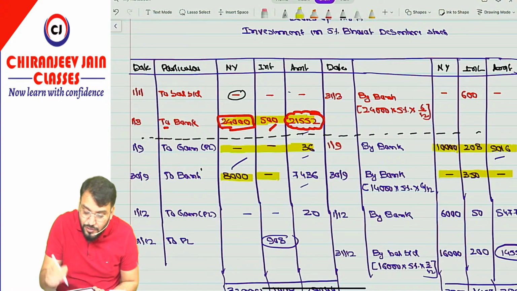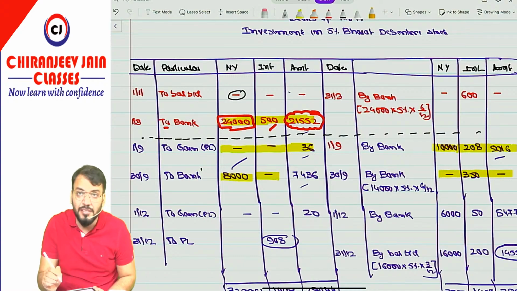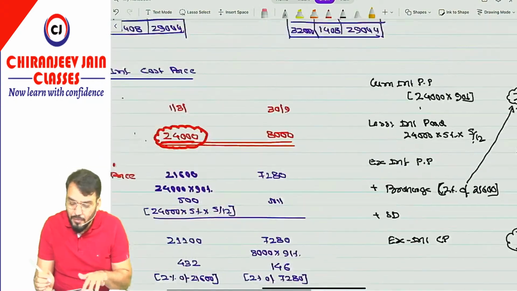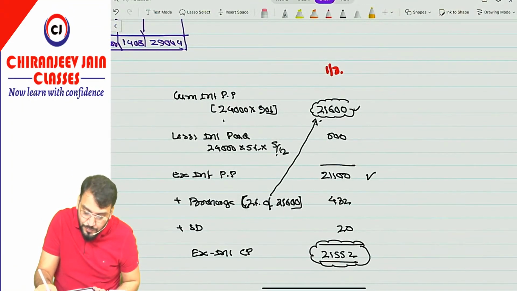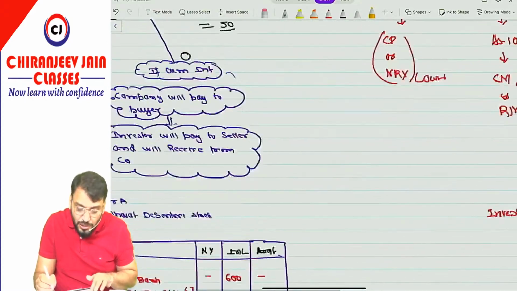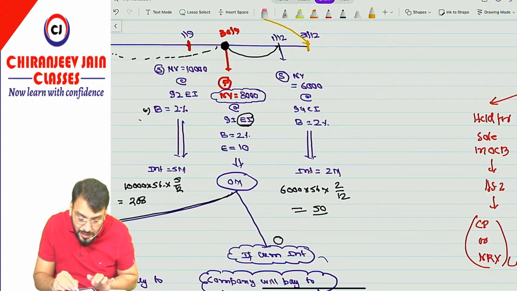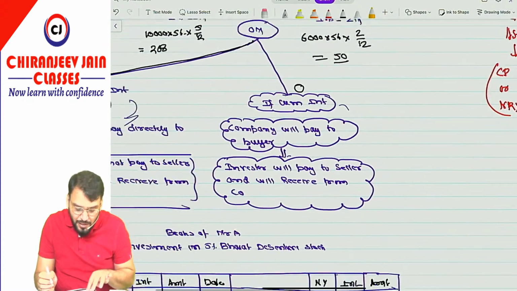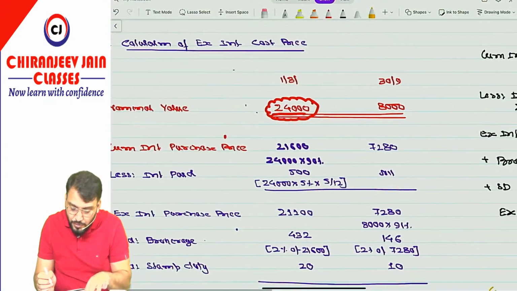And now we need to find out this 7436, how we have calculated it. So we need to find out the ex-interest cost price. So let us calculate, in the same working note format. What was the nominal value of investment? Nominal value is 8,000. Now the quotation is ex-interest. So 8,000 they have purchased at 91 ex-interest. It is 91, right? Yes.